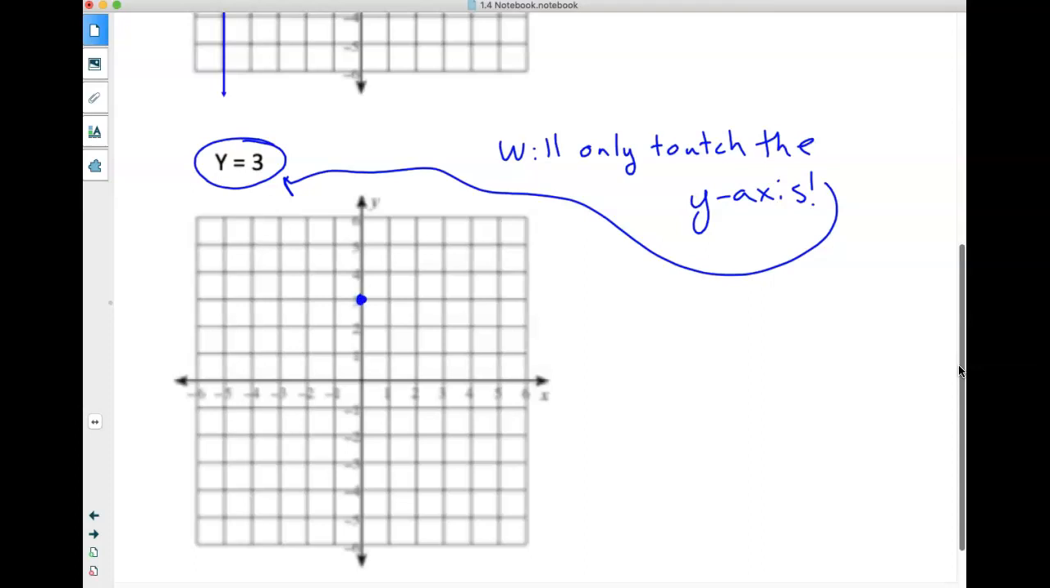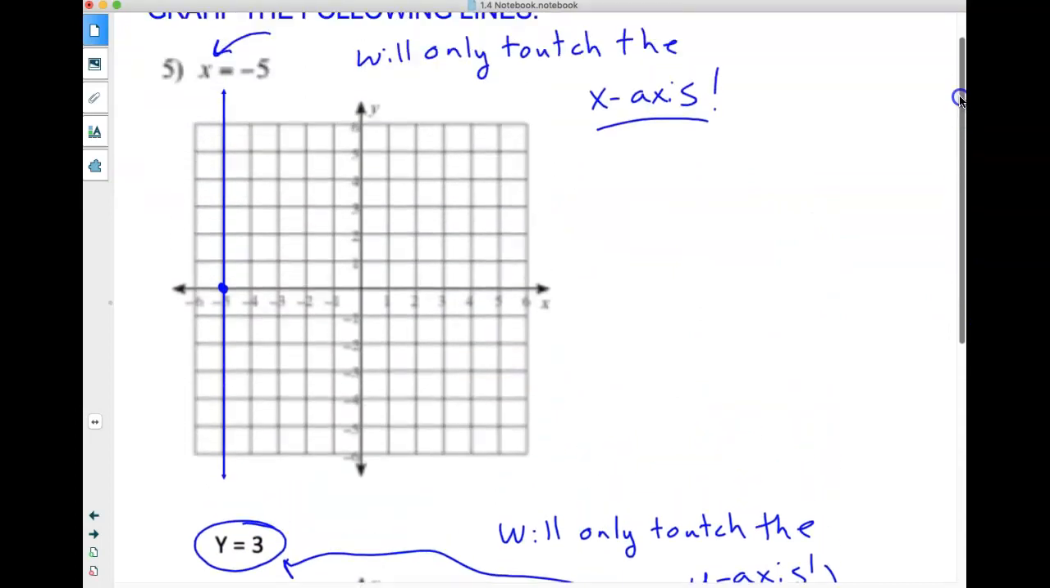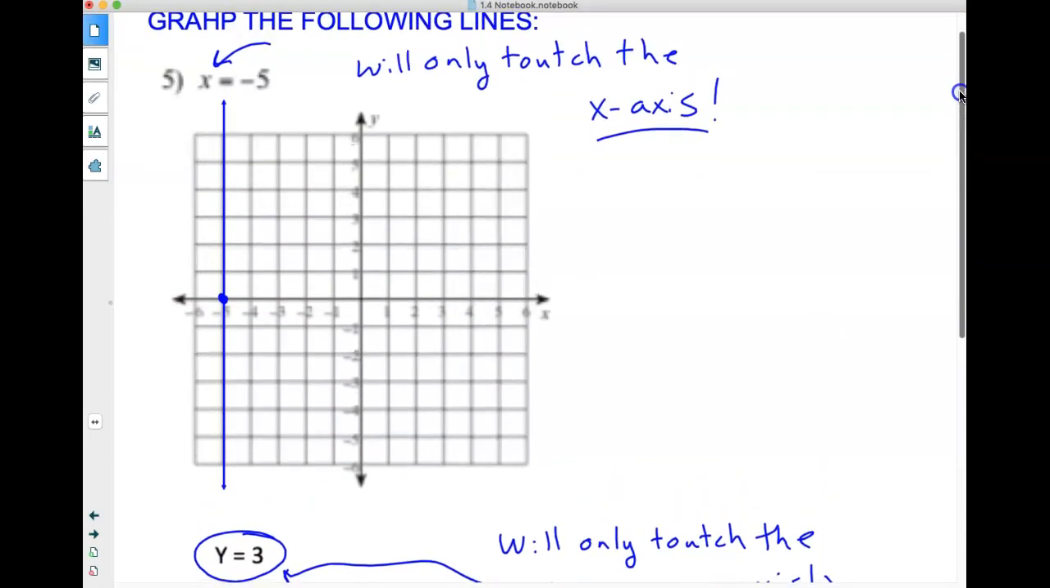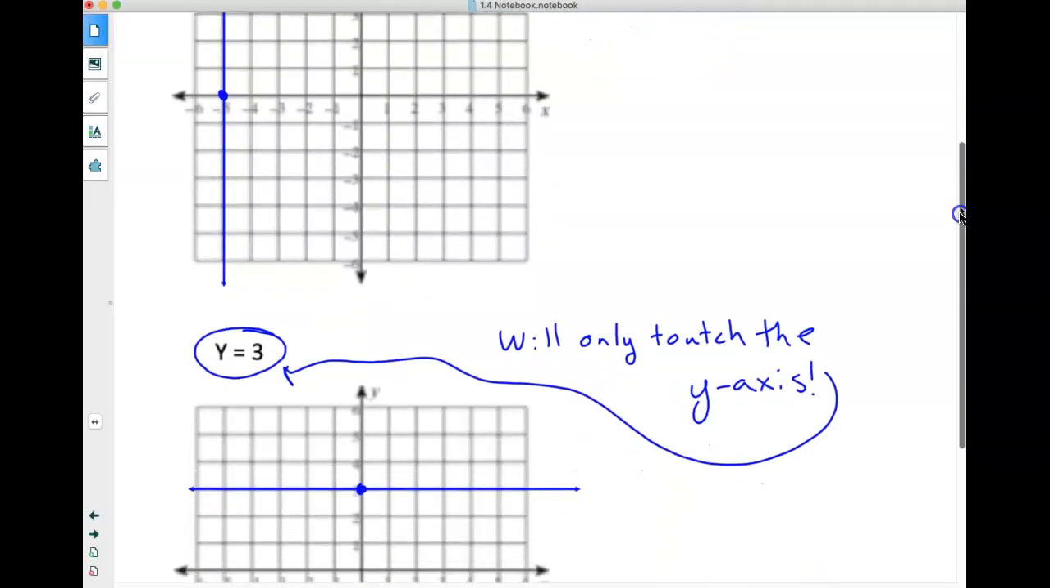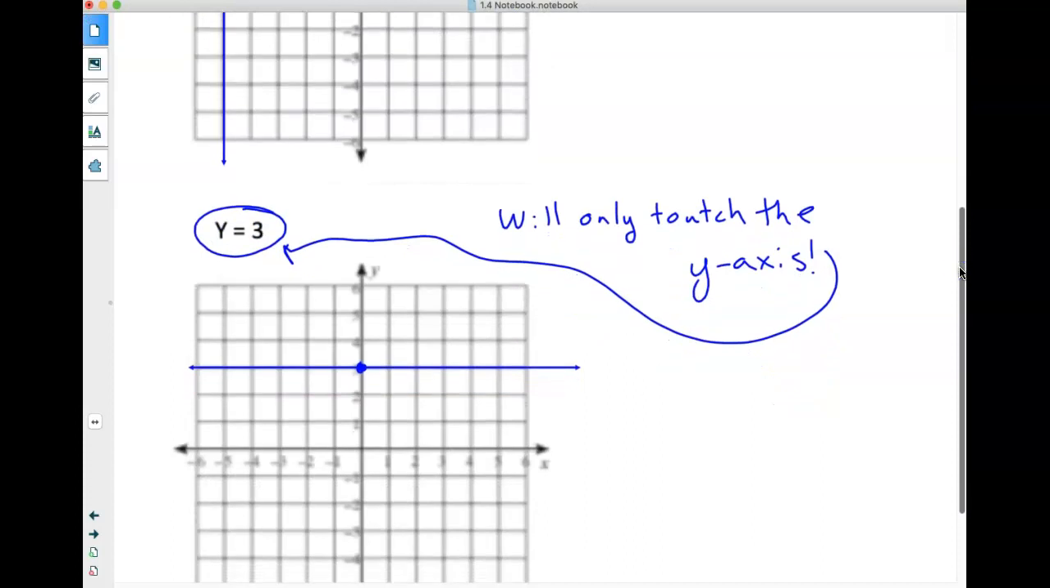Because it will only hit the y-axis, that means I need to draw a line that will be parallel to the x-axis because it will never touch it. So it's a horizontal line. Y equals a number is a horizontal line. X equals a number is a vertical line. Very, very important little topic there, okay?